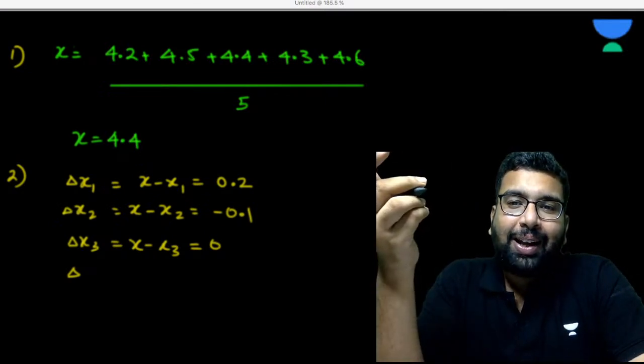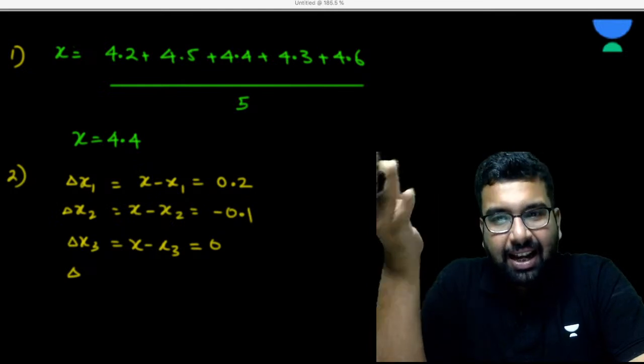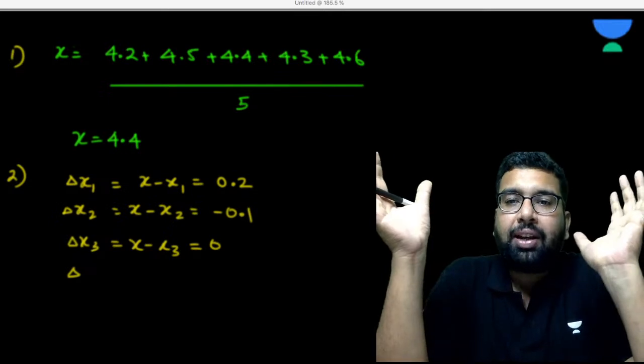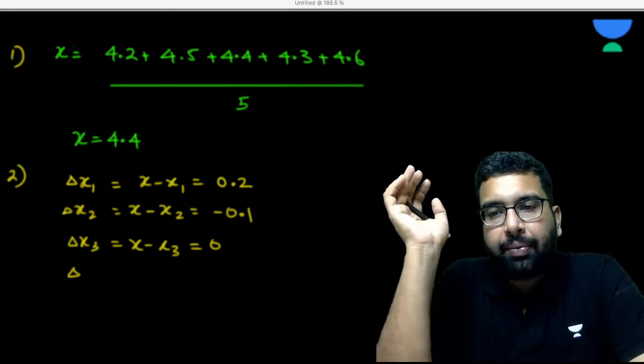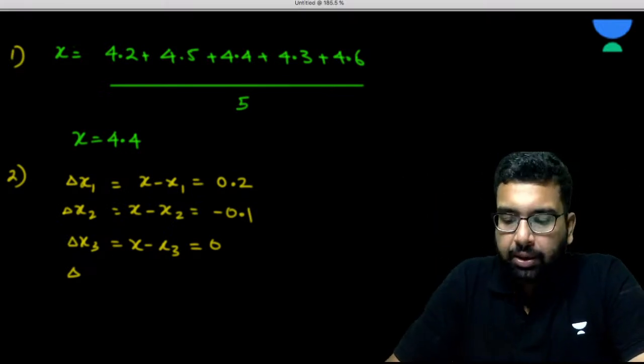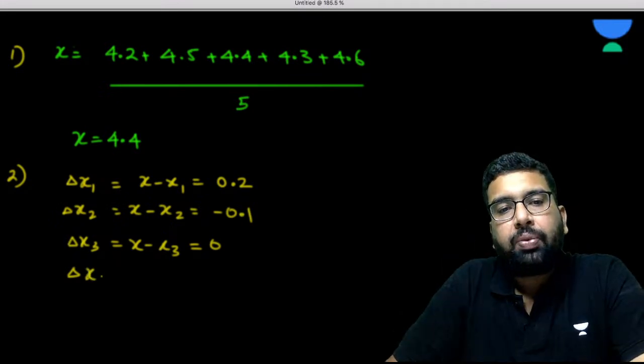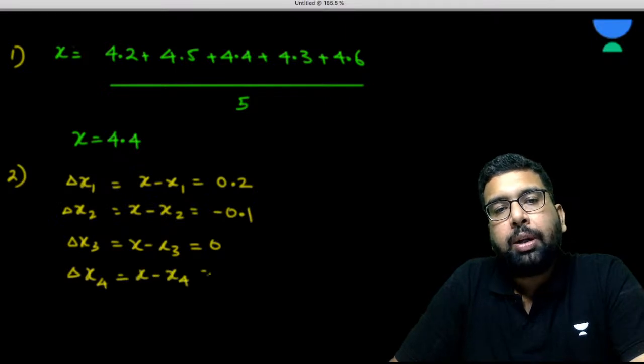But is that measurement error free? No, because you have to see it cumulatively. Now please understand this. Then we have delta x4, that is x minus x4. x is 4.4, and this is 0.3, so again we are having 0.1.